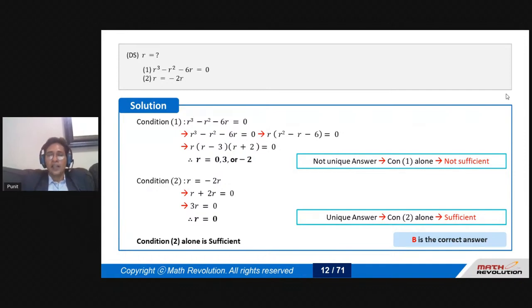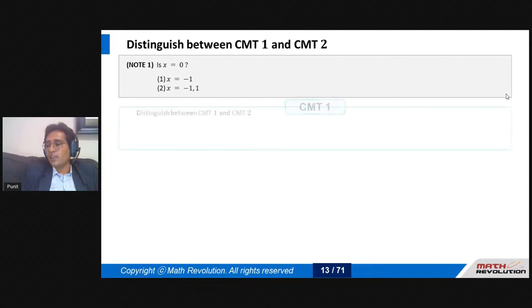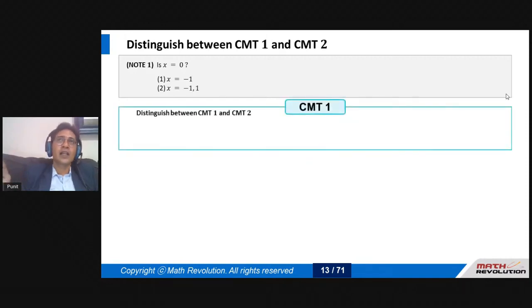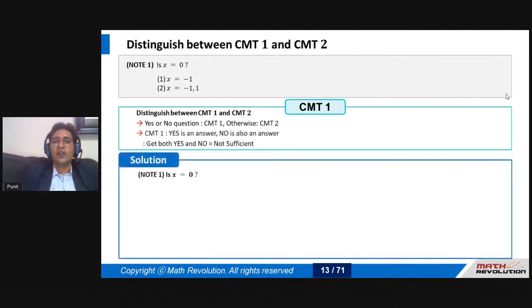All right, let's move ahead with the next part, how to distinguish between CMT1 and CMT2. We'll be very quick on this question now, as we already know what we have to find. The question says, is x equals 0? The question is starting with the word "is". So if it is, your answer should be yes or no. So this is a CMT1 question. Is x equals 0?